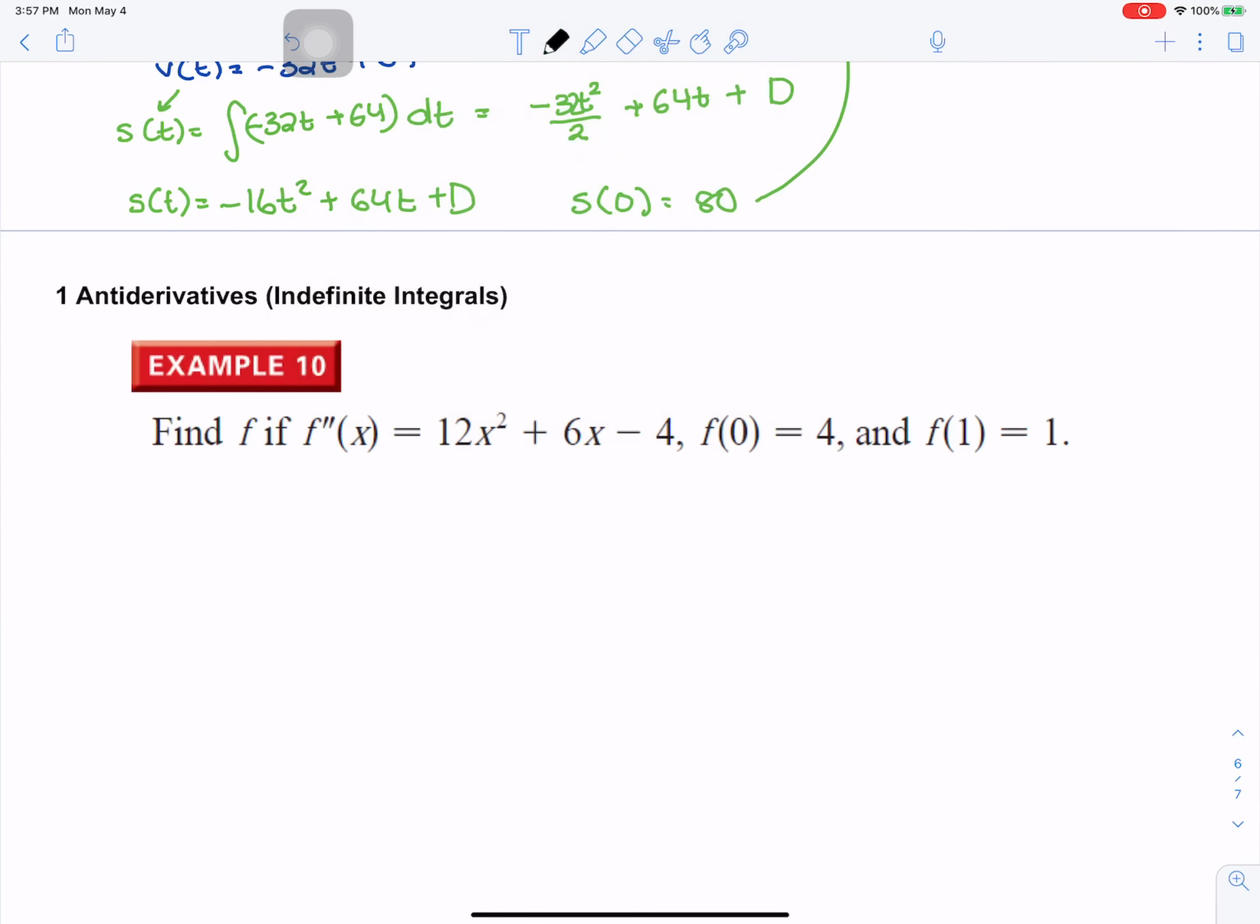In the next example, I'm doing a second derivative. How do I find the first function? I want to find f, and I'm two derivatives away. So what do I do? I take an antiderivative of my second derivative with respect to x, the antiderivative of 12x squared plus 6x minus 4 dx.